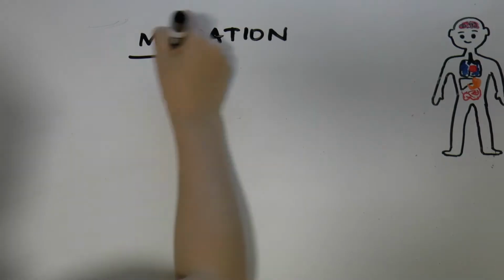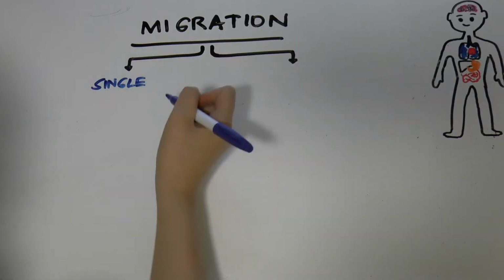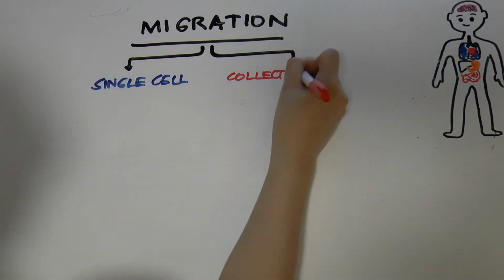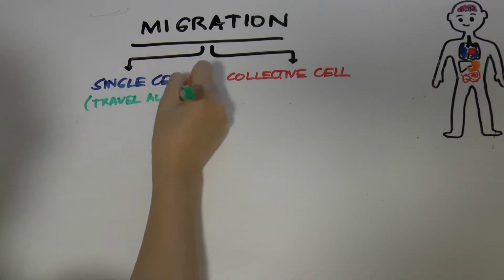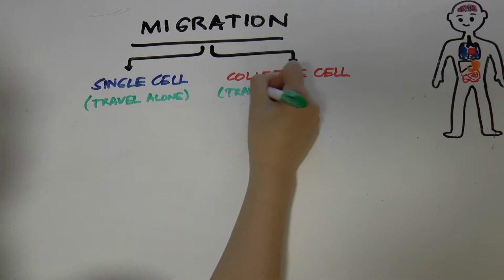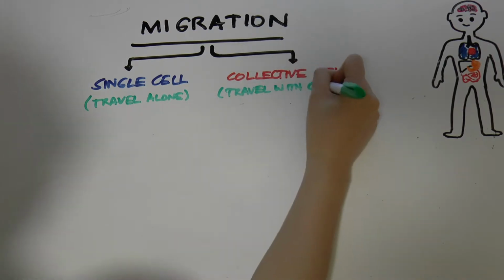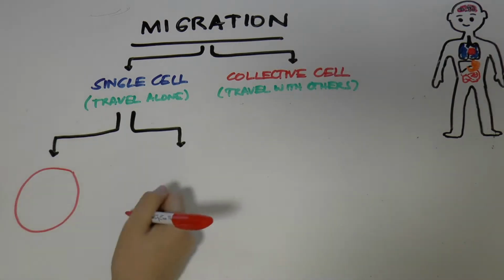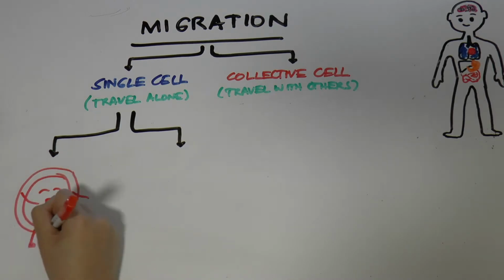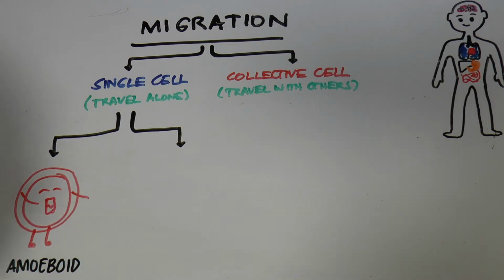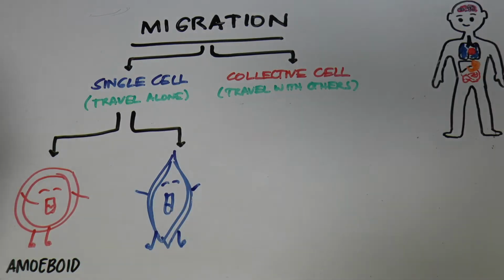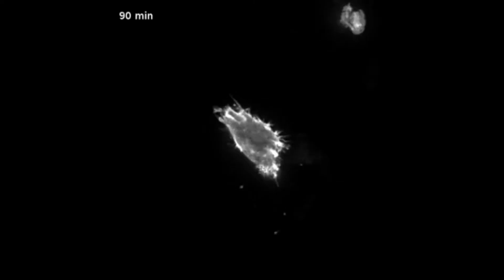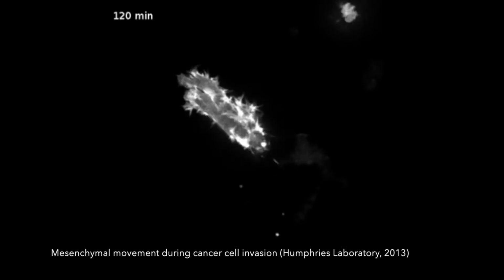There are two main ways that these cells migrate. One is single cell migration and the other is collective cell migration. We can think of these as people who travel on their own or with others. There are two types of single cell migration. One is amoeboid. It is well known for its round shape and amoeboid-like movement. The other is mesenchymal. It is known for its spindle shape and its leading and lagging body.